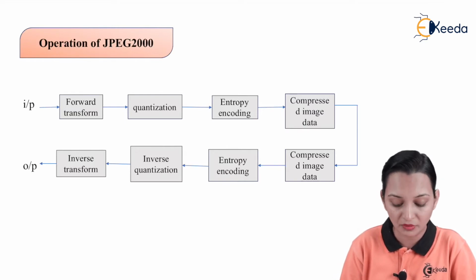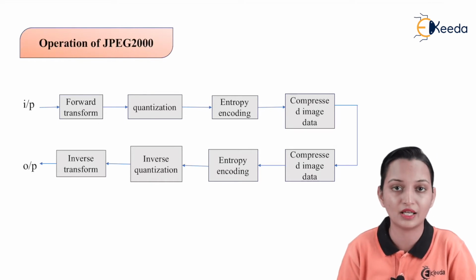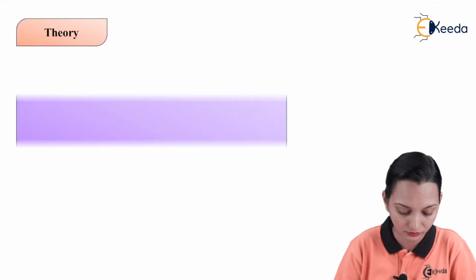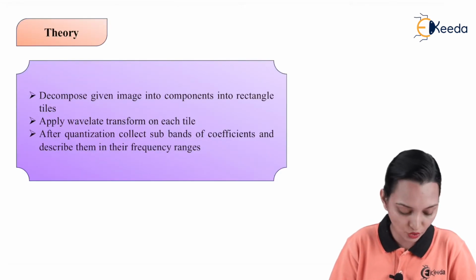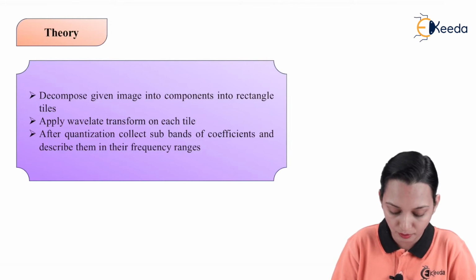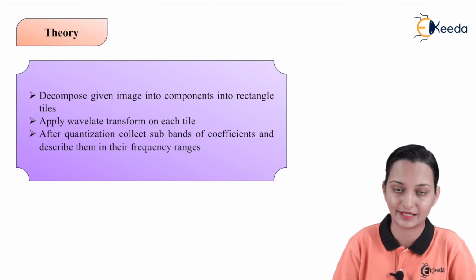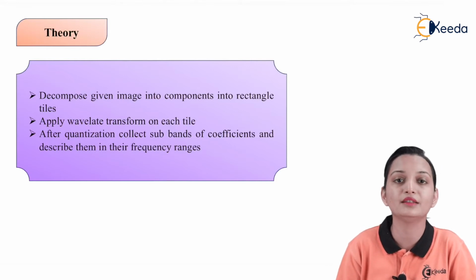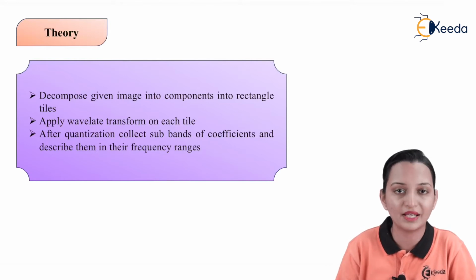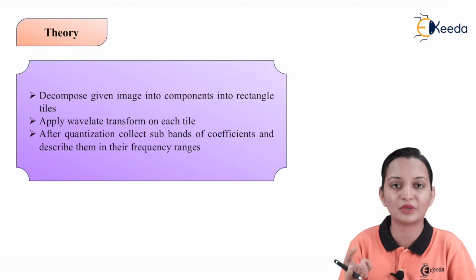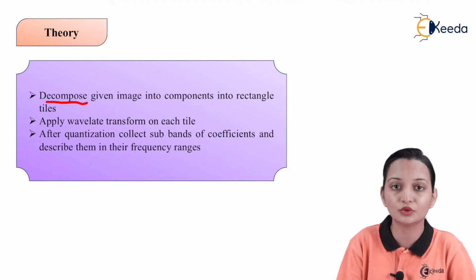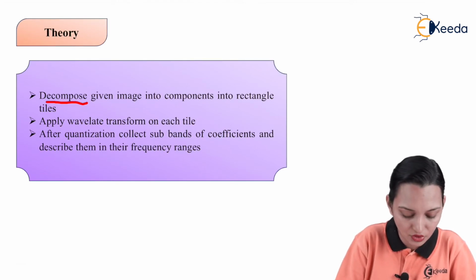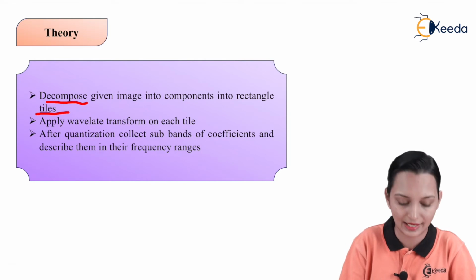Now, what will be the summary of all these methods that we have to understand? The theory behind that block diagram is, first, decompose a given image into components, into rectangular tiles. So we have to decompose. In JPEG, we try to split the image. Instead of using that particular splitting algorithm, here we use an algorithm known as decomposition, which will give us the output in the form of tiles.